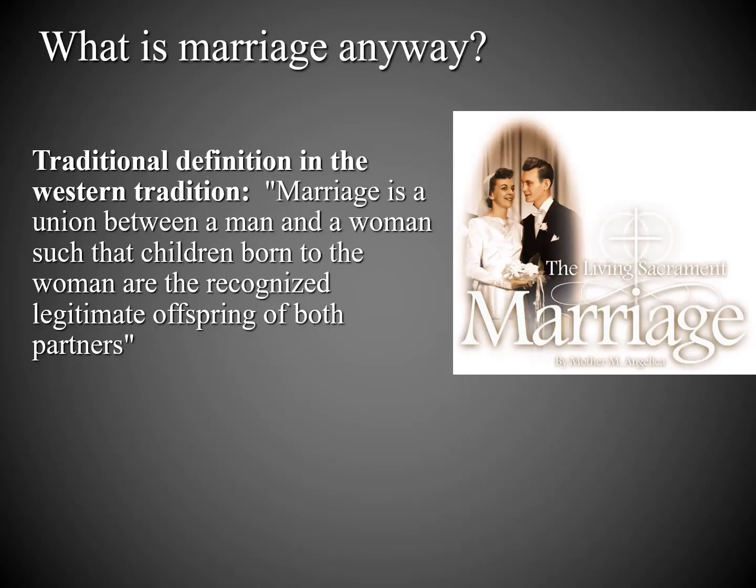So what is marriage anyways? The traditional definition in the Western sense, at least some would say, is that marriage is a union between a man and a woman such that the children born to the woman are the recognized legitimate offspring of both partners. So in other words, it's between a man and a woman, and the children belong to that man and that woman, right? That's sort of the definition.